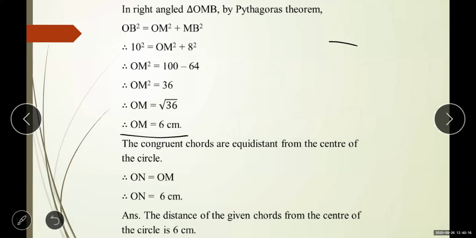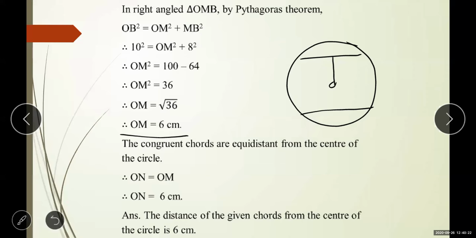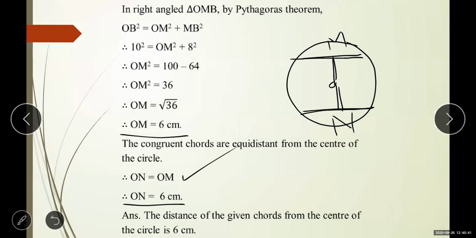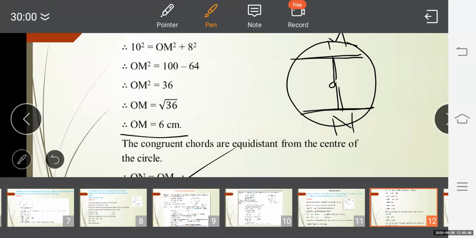Now we got OM. Here it is the circle. These are the two chords. Here it is the center. This we got, OM. Now what will be the ON? These two chords are congruent, so these two are equidistant from the center. Congruent chords are equidistant from the center of the circle. That's why OM is equal to ON. So ON is also 6 centimeter. Okay. Understood? Fine.